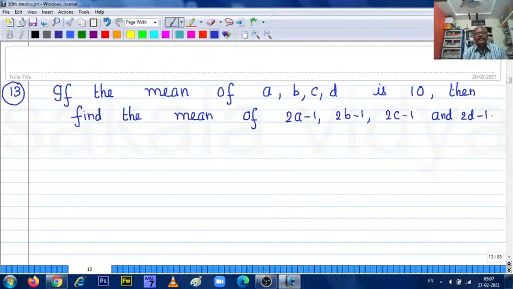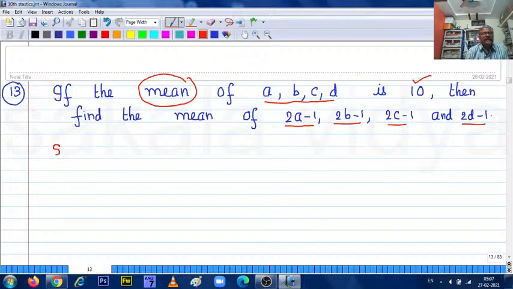The first observations are a, b, c, d. The mean of a, b, c, d is 10, given. With the help of this, we need to find the mean of the new observations, that is 2a minus 1, 2b minus 1, 2c minus 1 and 2d minus 1. So how could you find it? See, the mean of the 4 observations a, b, c, d is 10. Then we need to find the mean of 2a minus 1, 2b minus 1, 2c minus 1, 2d minus 1.